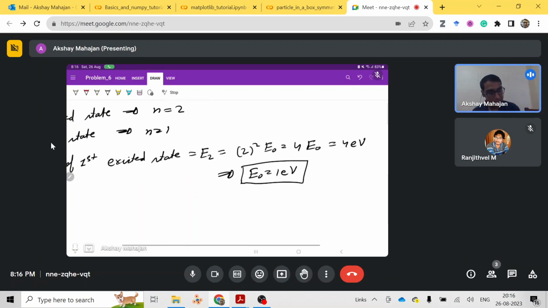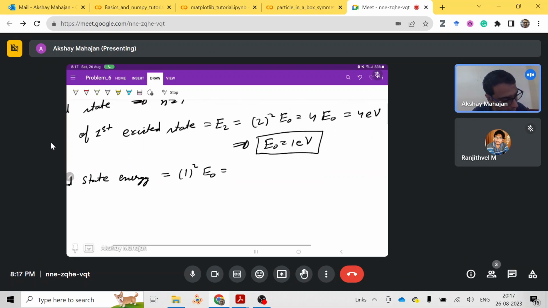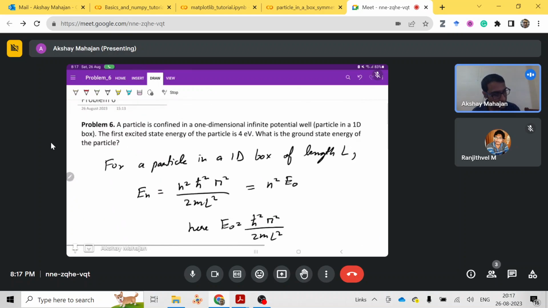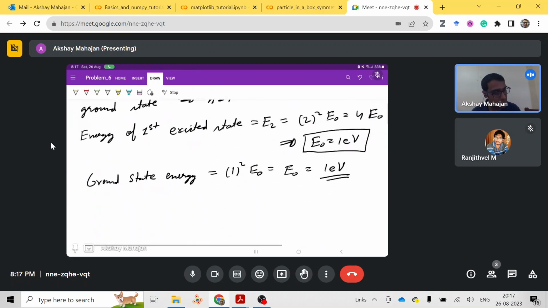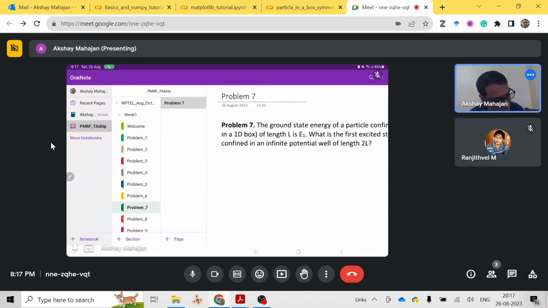And now the question asked is, what is the energy of the ground state? Now the ground state energy will be equal to 1 squared times E naught, which is simply E naught, and that we have found is 1 eV. So here we have found that if the first excited state is 4 eV, then our ground state is coming as 1 electron volt. Alright, now let's go to problem number 7.